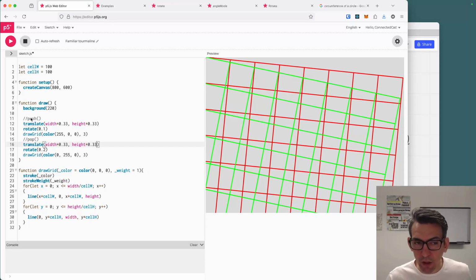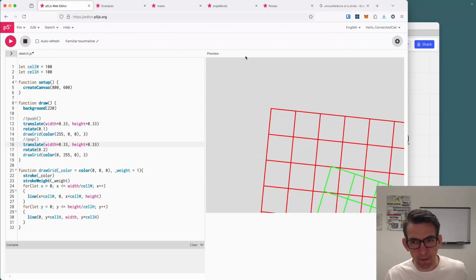So if I don't apply the push and pop, if I don't push the matrix into the memory stack and then pop it from it, right, so that it no longer exists, here's what's going to happen. Those transformations are going to be stacked, right? So I moved it by 1/3 and 1/3, and so now my 0,0 point is here. And then I moved it by 1/3 again. So now my 0,0 point is here, right?